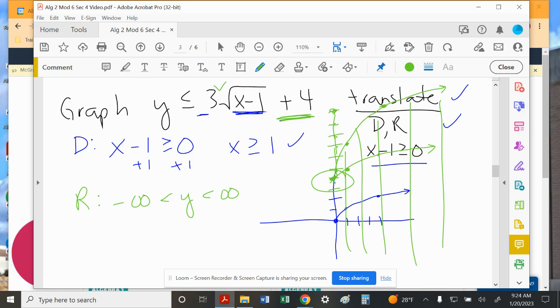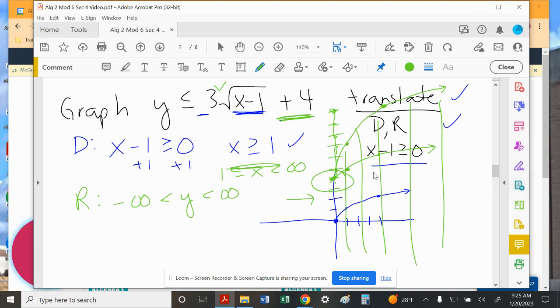Oh, and I should have shifted this over by 1 this way because of this, but it shouldn't matter for the range. For the domain, x is greater than or equal to 1, or you can think of it as 1 is less than or equal to x, which is less than infinity, because that's what the domain is doing.